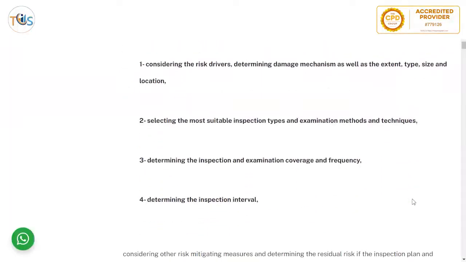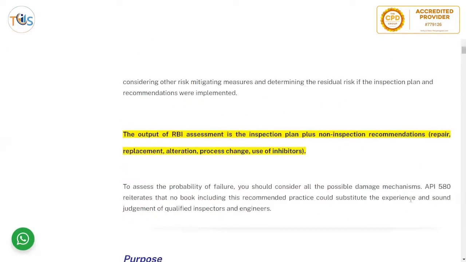RBI assessment includes considering the risk drivers, determining damage mechanism, as well as the extent, type, size, and location of these damages, selecting the most suitable inspection types and examination methods and techniques, determining the inspection and examination coverage and frequency, and lastly, determining the inspection interval. Considering other risk mitigating measures and determining the residual risk if the inspection plan and recommendations were implemented. The output of RBI assessment is the inspection plan.